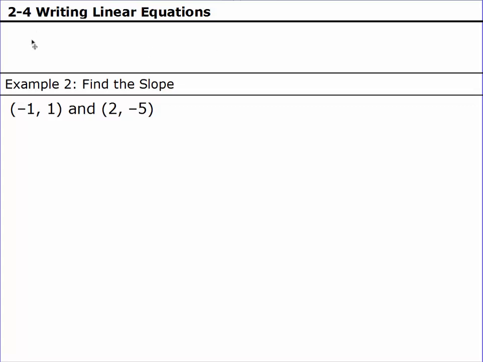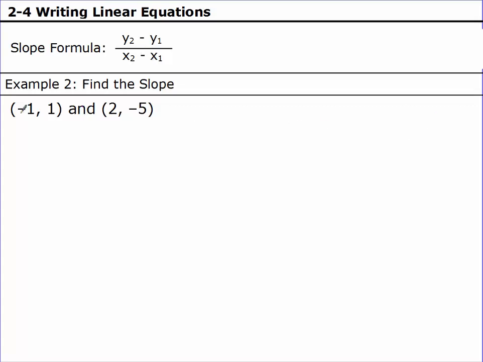Alright, example 2 has to do with finding slope. So we're going to need to use this slope formula, which I'm sure you've seen before. This is just another way of writing delta y over delta x, the change in y and the change in x. When you're finding change, you're finding the difference, minus.